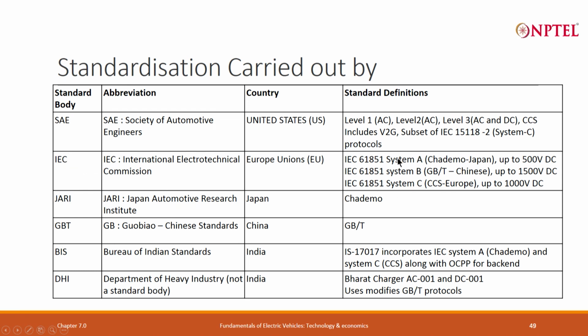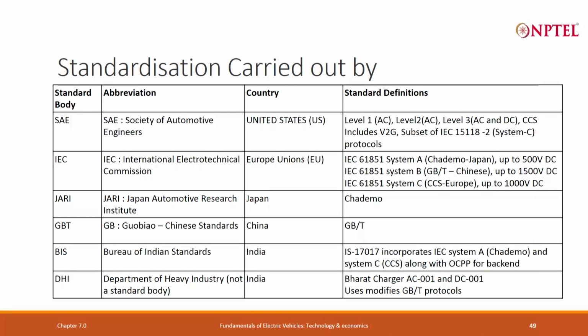So here, this is the most important part. Worldwide, IEC standards are the ones that are getting adopted by all different organizations. This is an important part to understand, because the rest of the organizations, be it the SAE, JARI, GBT, BIS or DHI, all these organizations derive their standards from this basic definition. So IEC 61851, this is one standard where it specifies how things should be picked up, how things should be used, and what all different standards exist.